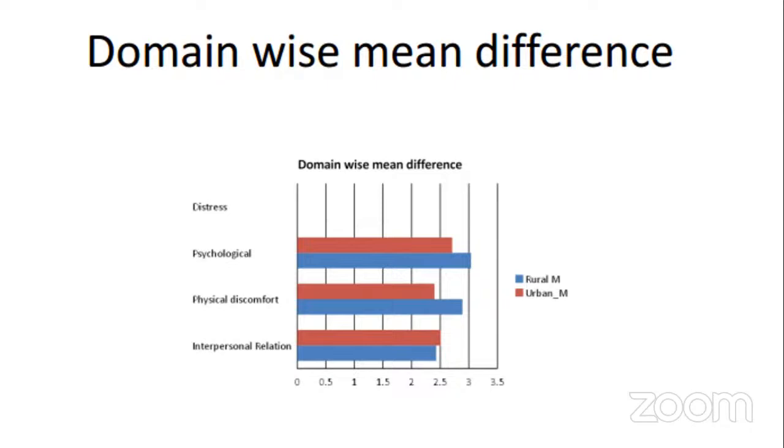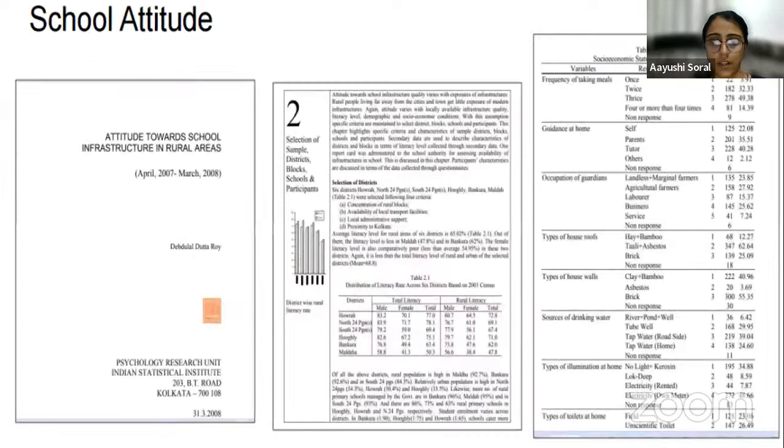Okay, so I hope you understand what actually this study was. So next we move further to this school attitude. Again, this is a study conducted by sir. This is for the attitude towards school infrastructure in the rural area.